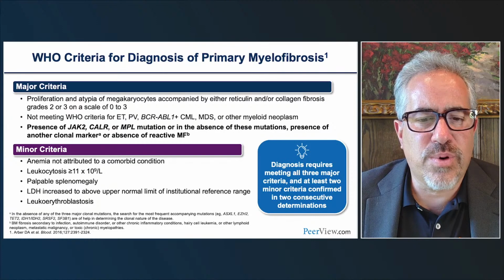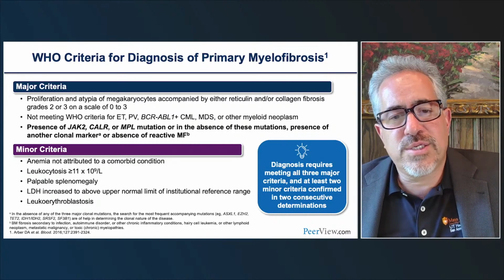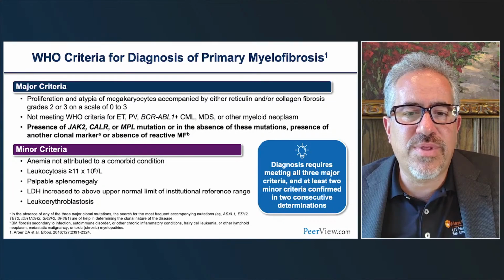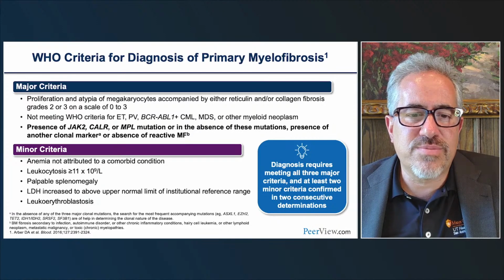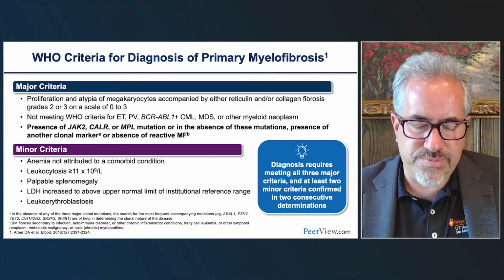It's additionally important to look at these minor criteria. There's a clinical phenotype of myelofibrosis: anemia not attributed to a comorbid condition, leukocytosis, splenomegaly, elevated LDH, leukoerythroblastosis. Why is this important? Well, because individuals might have the JAK2 and have ET or PV. They might even have a little bit of scarring or fibrosis. But without these minor criteria, they may not really have the syndrome of primary myelofibrosis.